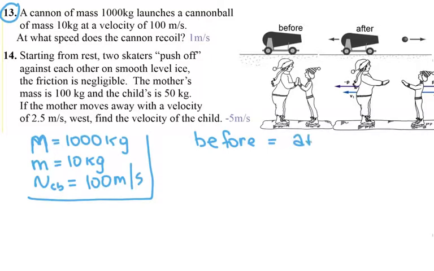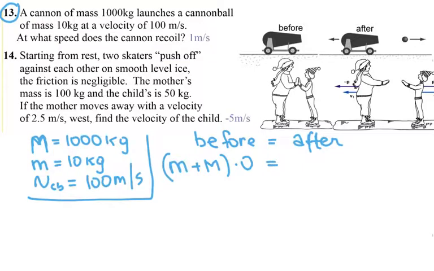And after, I will always start with this type of setting where I have before and after. So what I have before is mass 1 of the cannonball and the mass of the cannon. They are stuck together because the cannonball is inside of the cannon. Their velocity initial is 0.